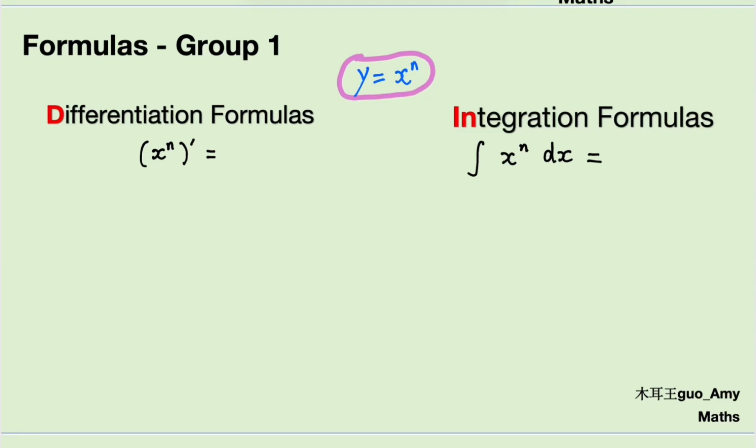Hello everyone, welcome to my math class. In this video, we are going to continue with the definite integral, but we will recall some formulas first.